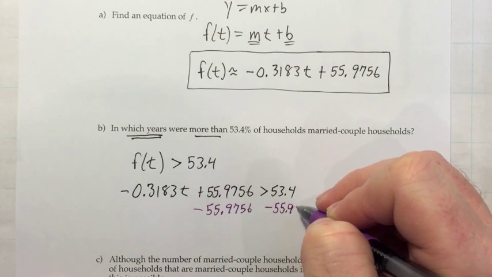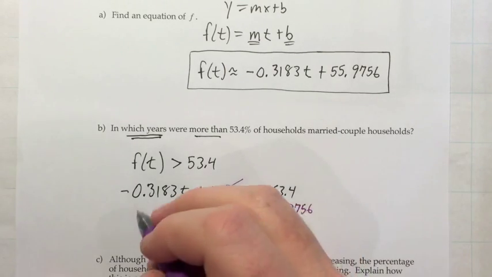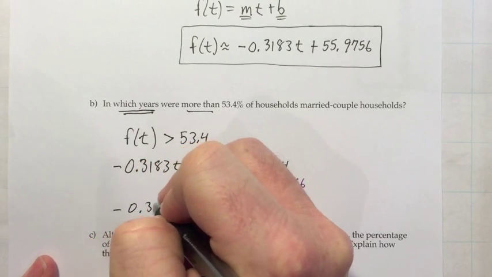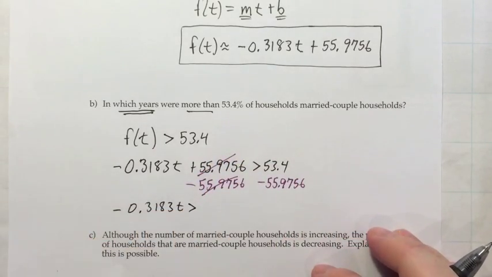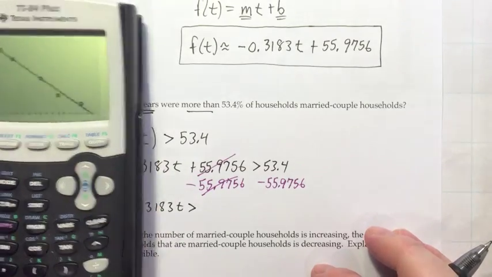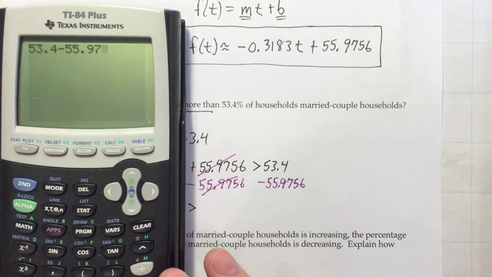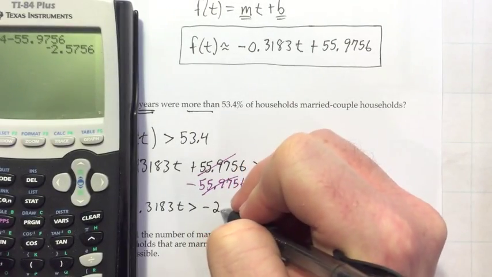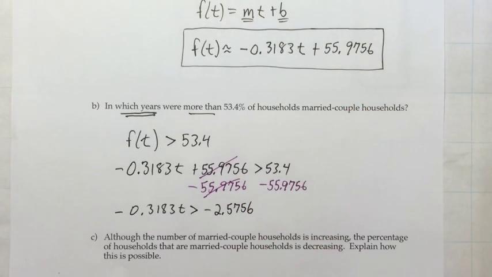No need to reverse the inequality. Subtraction doesn't cause that to happen, only multiplication or division by a negative. So I'll cancel those off, and that puts us at negative 0.3183t, and then I'm going to go to the calculator to think about that subtraction just to make that go faster. So I'll get that graph out of the way, and we have 53.4 minus 55.9756. So I get negative 2.5756, and I'm still trying to work on getting that t by itself.